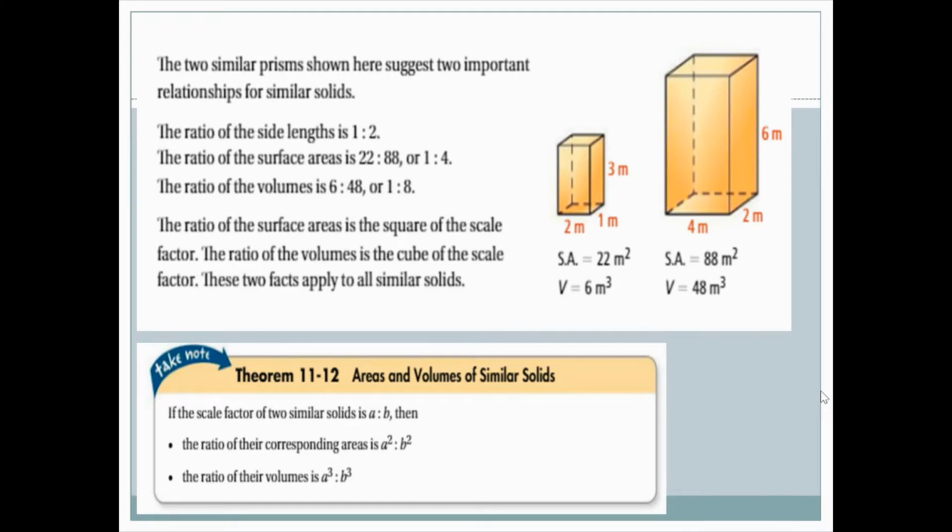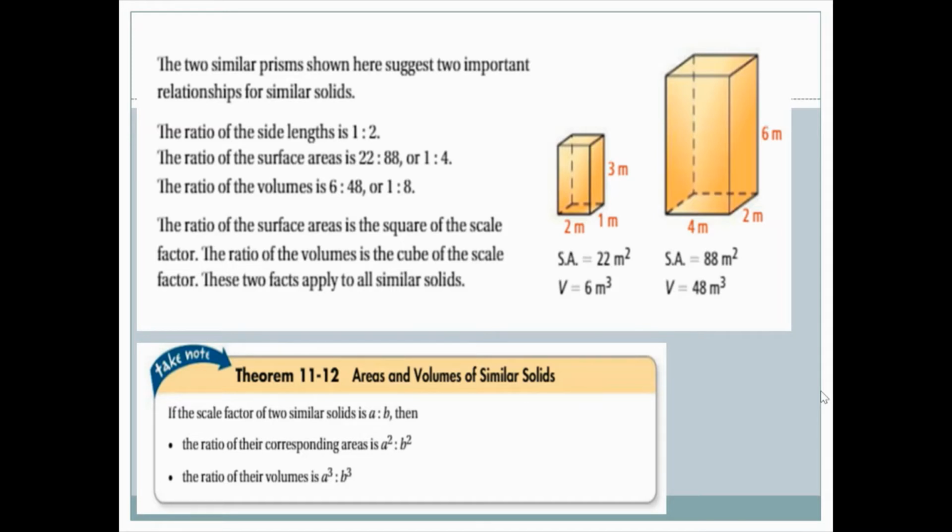The ratio of the surface areas is 22 to 88, because we have the surface area of the first figure, which is 22 meters squared, and the surface area of the second figure is 88 meters squared. And if you simplify 22 over 88, that will be 1 over 4, or 1 is to 4.